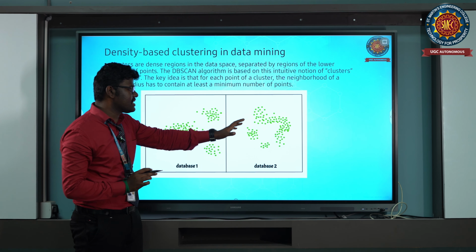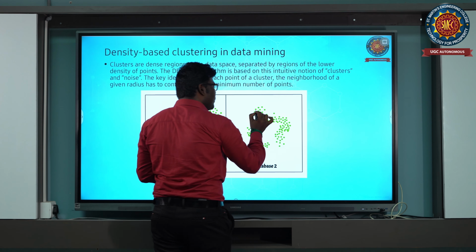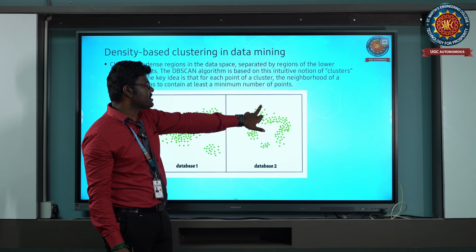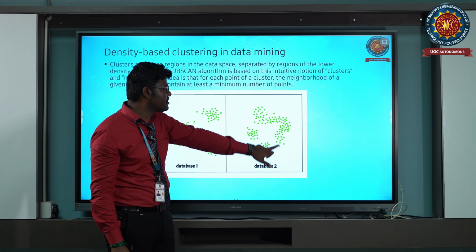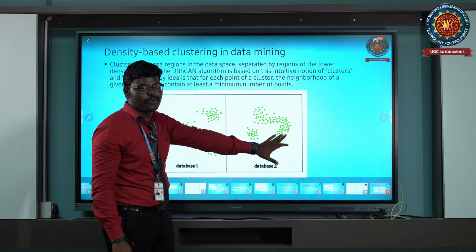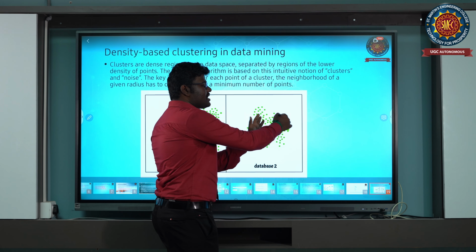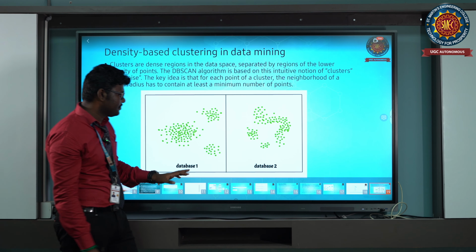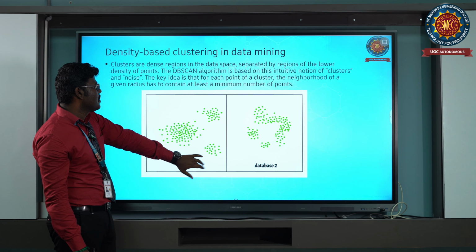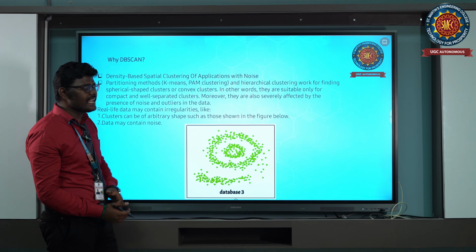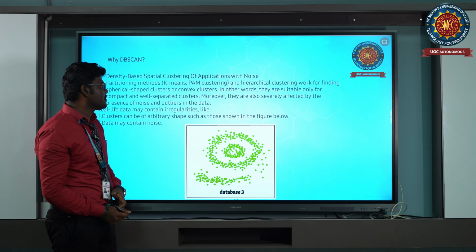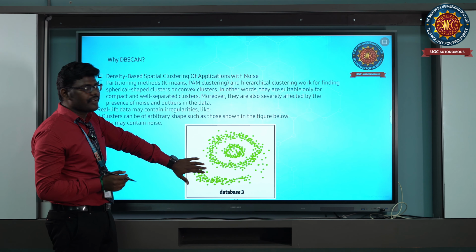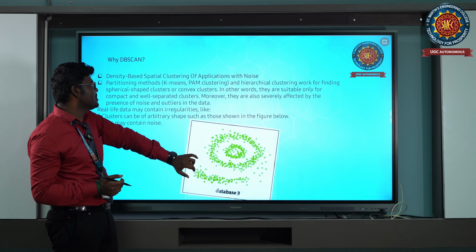But in density based clustering, see here, some data points are located in a dense way. Say, for example, the first data point to the last data point is a very long distance, but it is in the same group because of the density with which the data points are located in the data set, right? So this is also called density based spatial clustering of applications with noise, right? We can go through how the density based clustering algorithm works.